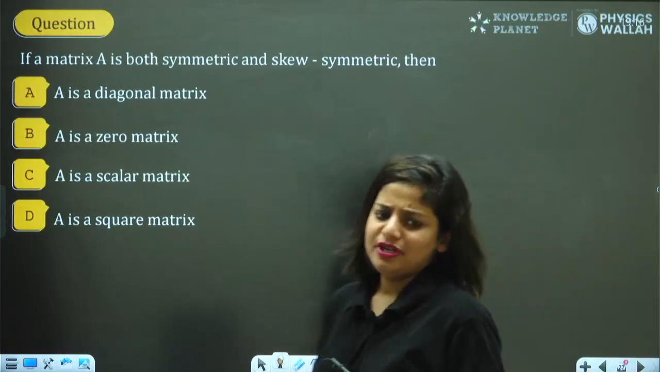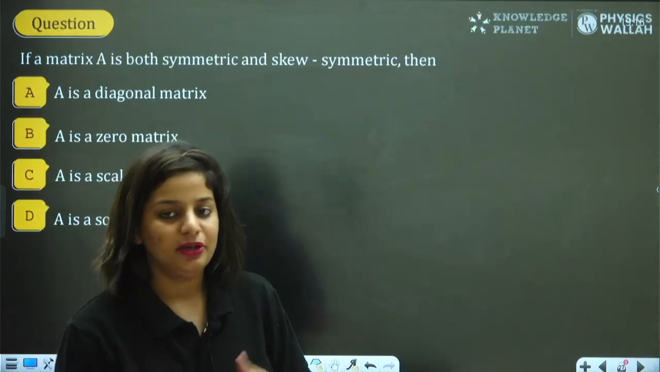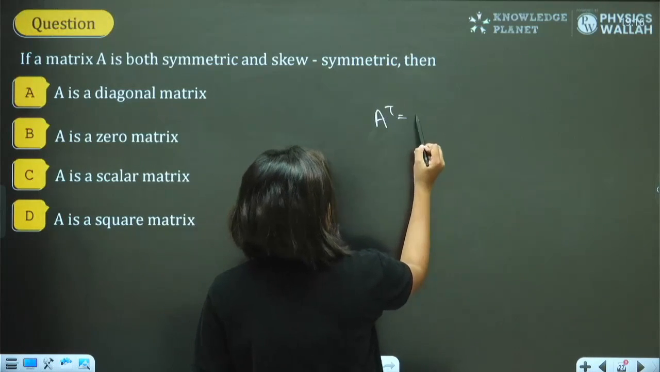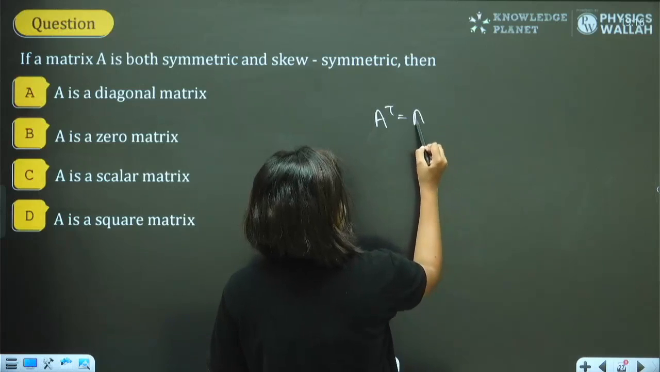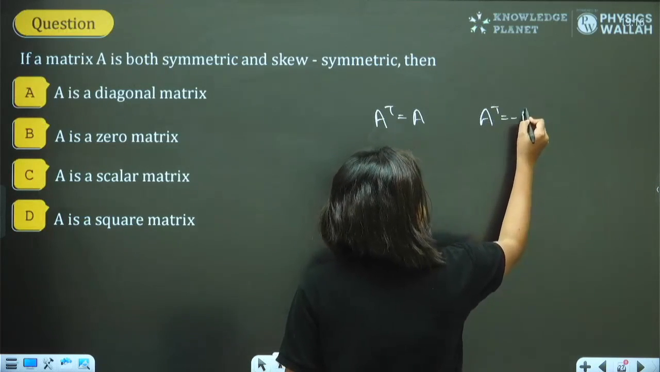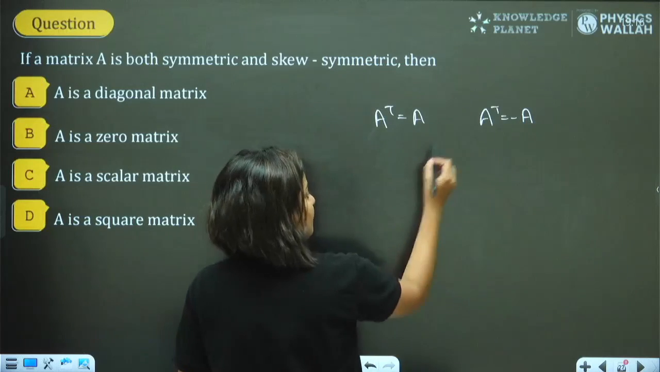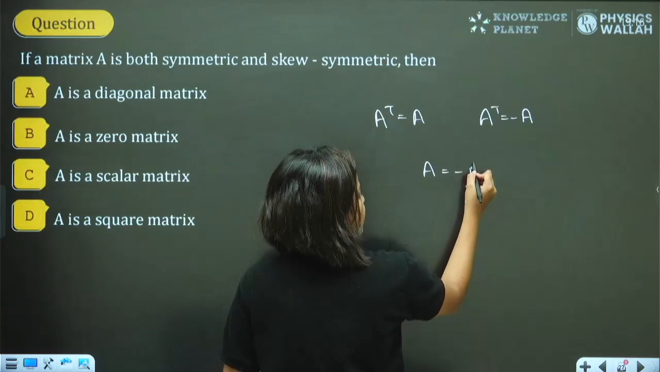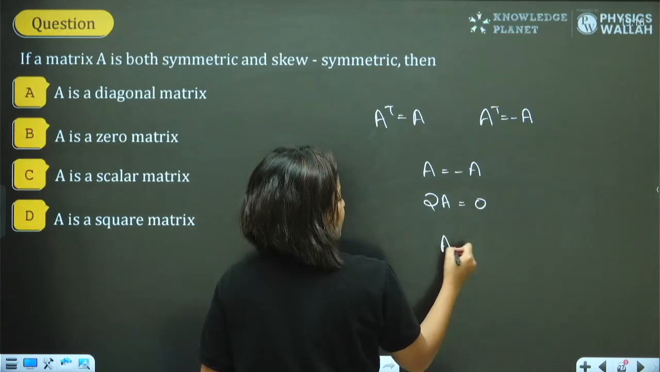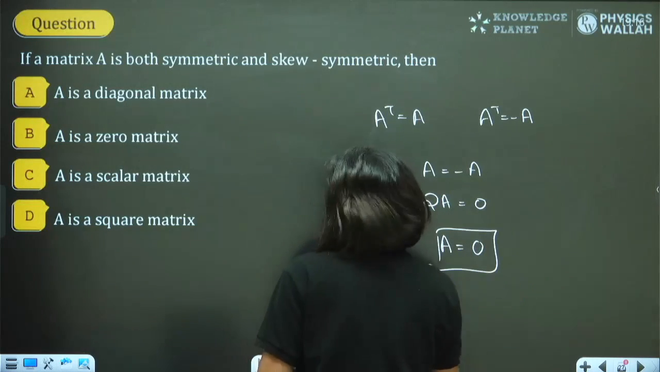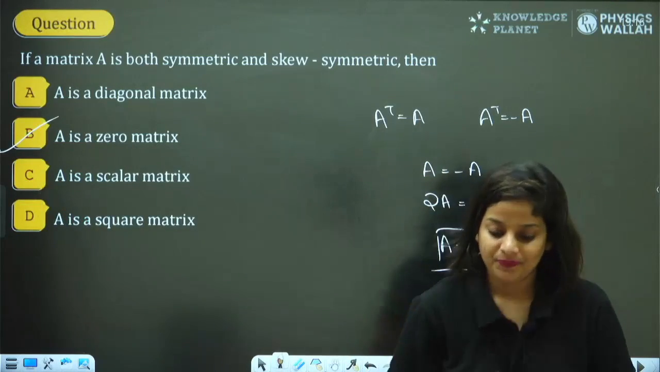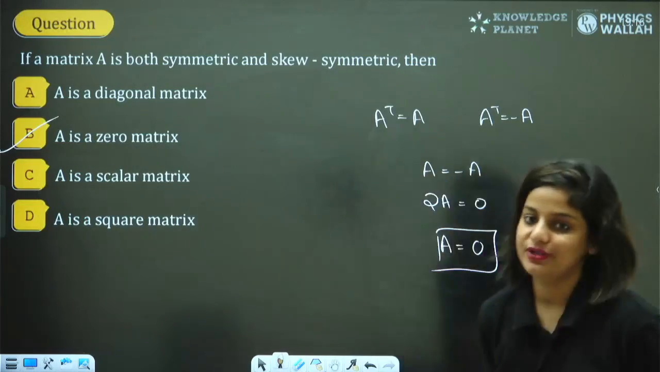If any matrix A is both symmetric and skew symmetric, what can you say about it? By property, if it is symmetric, A transpose is A. If it is skew symmetric, A transpose is minus A. Equating both, A is minus A. 2 times A is 0 and A is the 0 matrix. A is a null matrix. Option B is correct for this question.